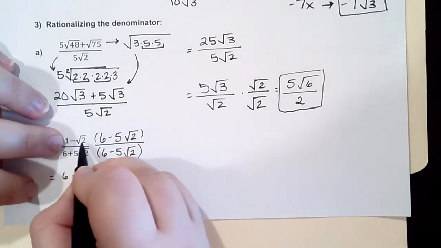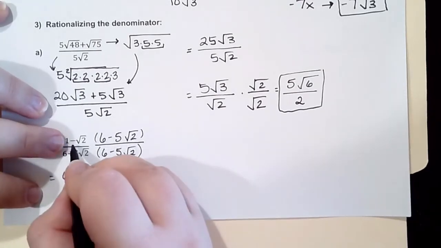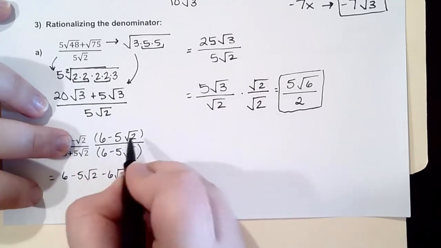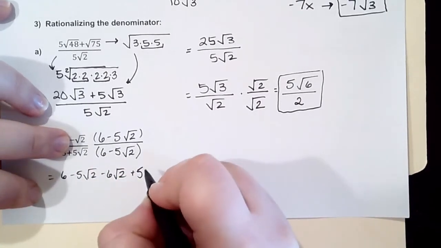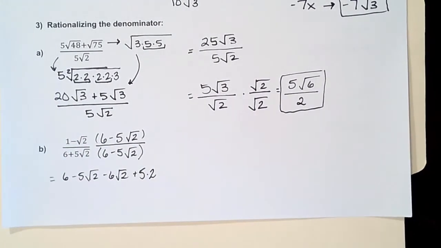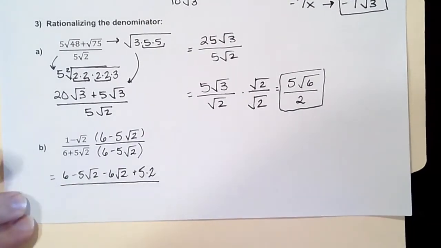And then negative root 2 times negative 5 root 2. That's the same thing as negative 1 times negative 5, which is positive 5. And root 2 times root 2, which is 2. Notice there's a multiplication going on there. We're going to have to simplify that in just a minute. But let's simplify the bottom first.